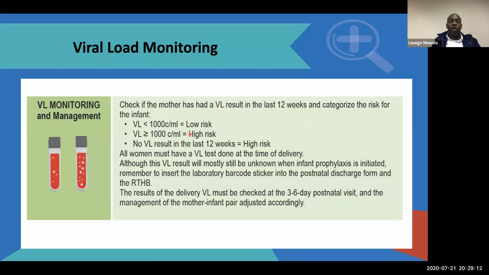So very key, low risk, high risk. Who's a low risk mother? Where the viral load is suppressed. Who's a high risk mother? Where the viral load is known to be high or where we don't have any recent viral load. And recent is defined by 12 weeks. And that is quite key.